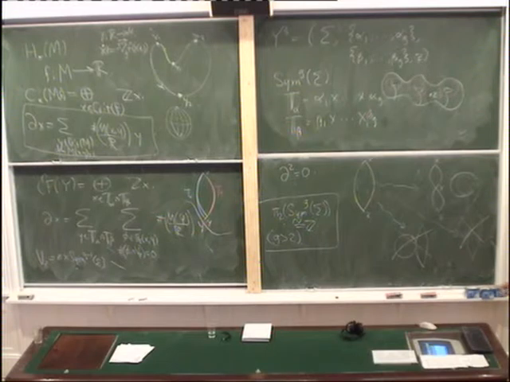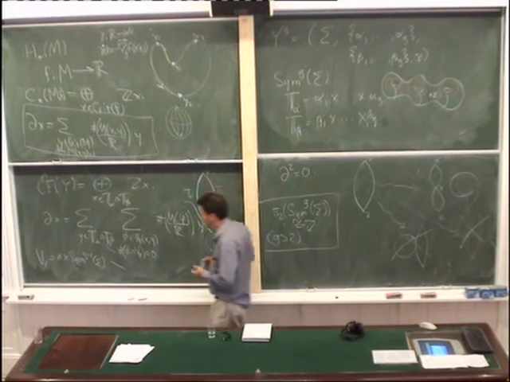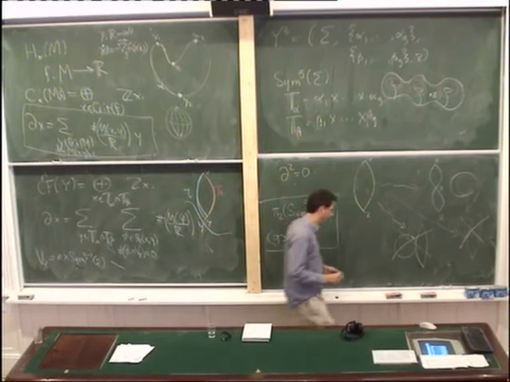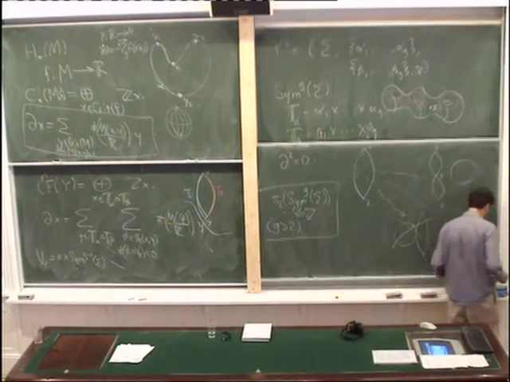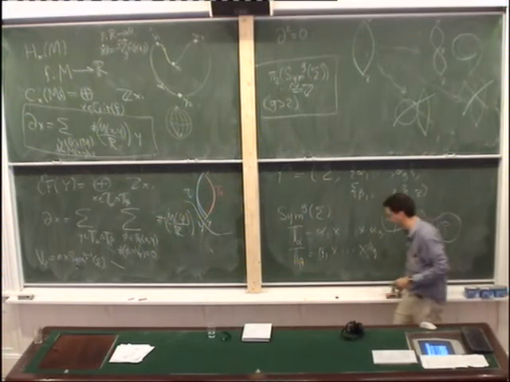So I don't want to go into that, but one can make a similar argument over here and prove that these kinds of ends contribute a total of 0 to the count in d squared equals 0, and hence this is a chain complex. Now, let me just say a few points regarding Saul's question.